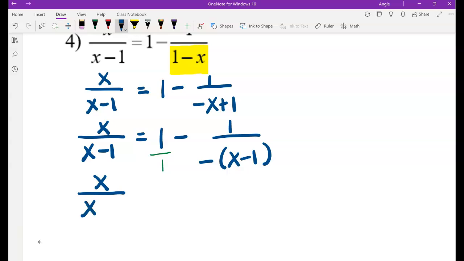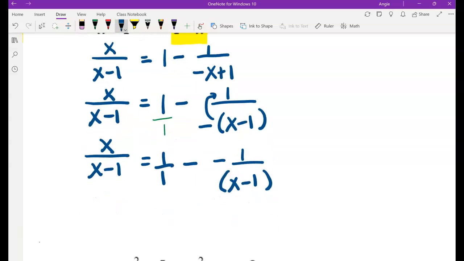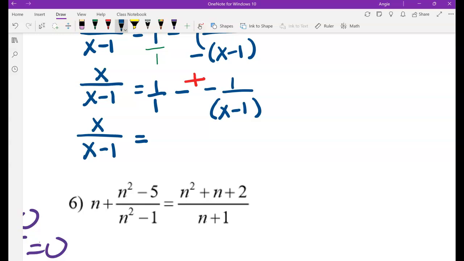Now in math, students, 2 negatives can be rewritten as a positive. So I'm going to write this one extra step here. This is 1 over 1. Because there's a negative in the bottom, this negative can be brought up to the top or to the side. And again, 2 negatives will make it a positive, so this turns into an addition. So that's going to say x over x minus 1 equals 1 plus 1 over x minus 1.